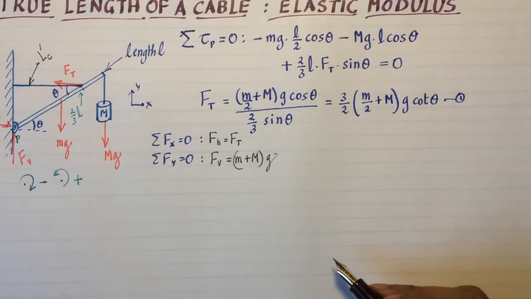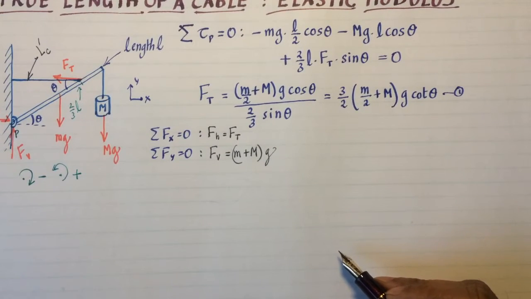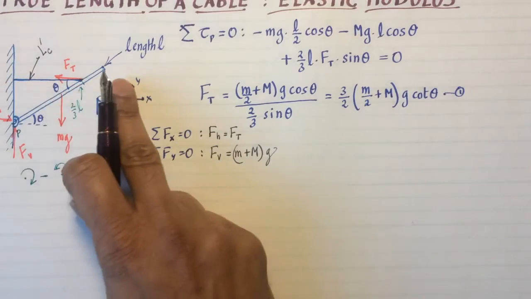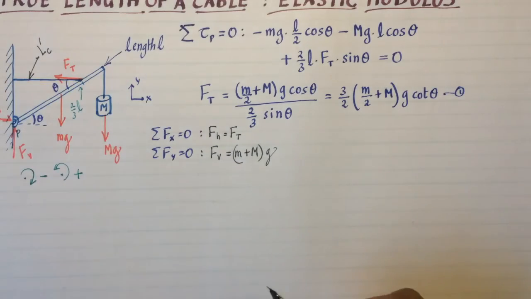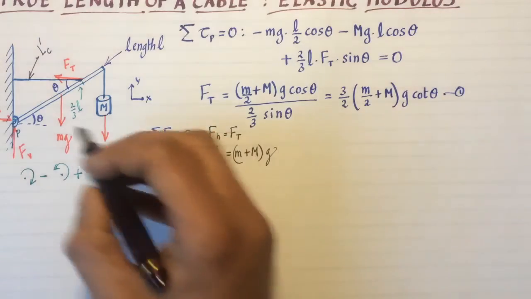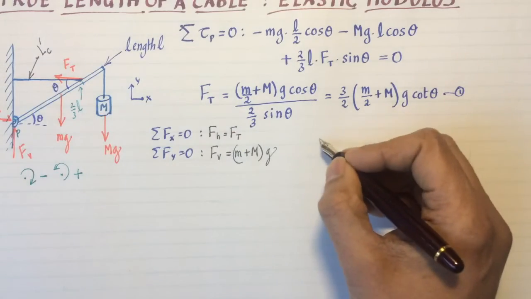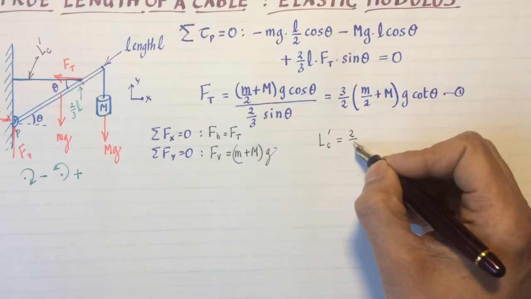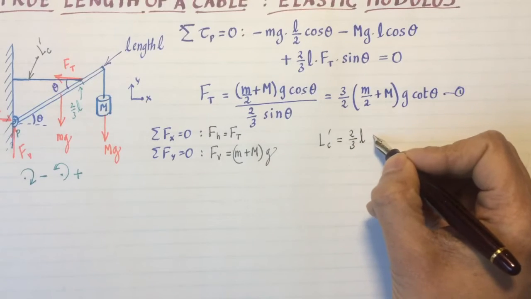My chief concern, though, is to figure out the true length of the cable. This is the length after the loading. What was the length before the loading? So let's also write an expression for LC prime. By geometry, LC prime is 2/3 L cosine theta.